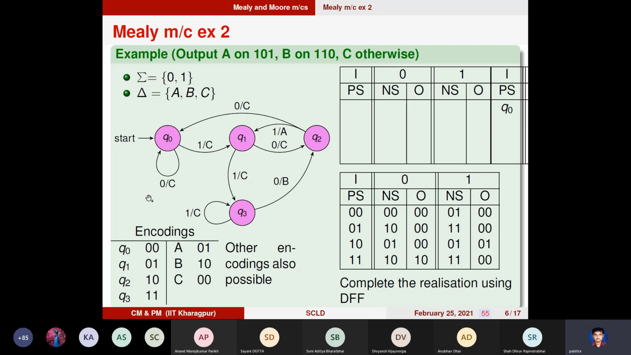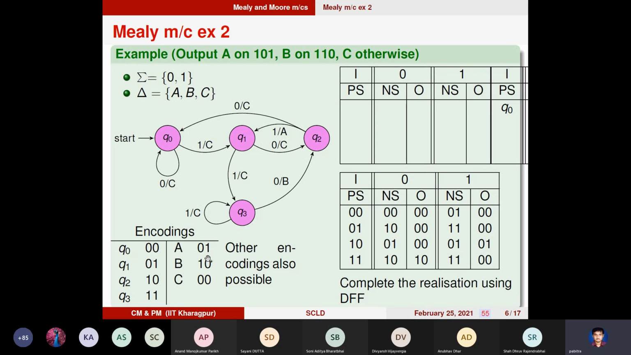Okay. So suppose I am at Q3 and I have received a 0. Q3 means I have seen 1, 1 so far. I have received a 0. What should I output? B should be output because 1, 1, 0 will be the last 3 symbols. Right. And what should be the next state? Q2. Why Q2? Because the last 2 digits I have seen are 1, 0. Okay, so this way you can build the state transition diagram.